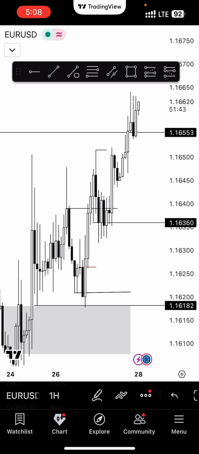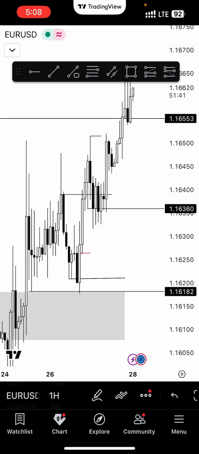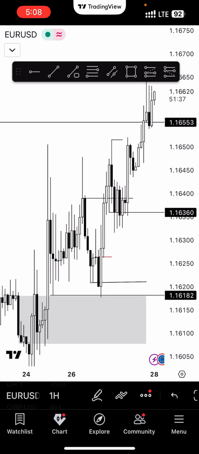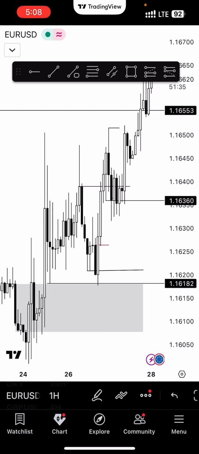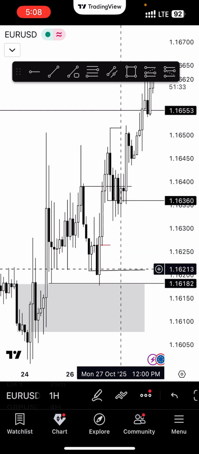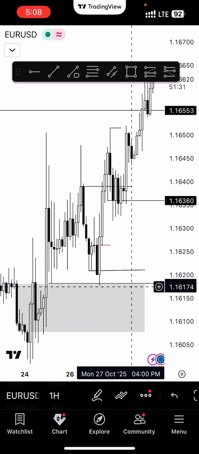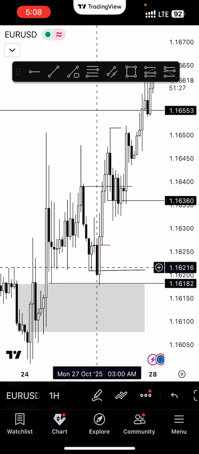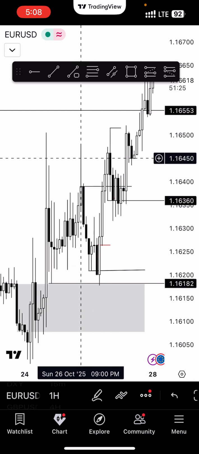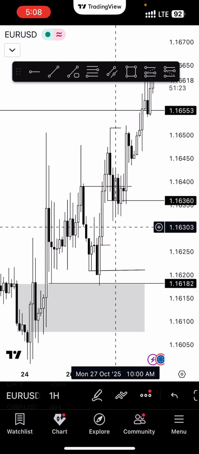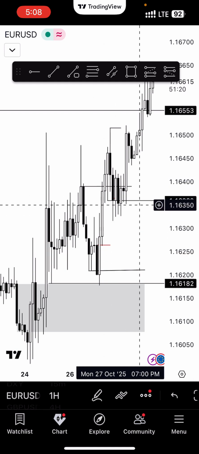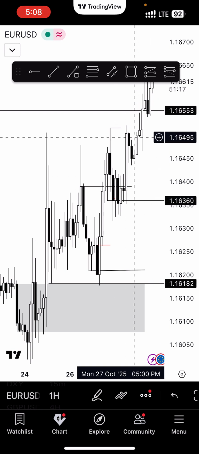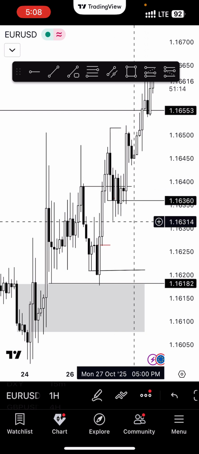Most of the trades that I took were on the 1 hour. First trade I took, CISD with the one on the 1 hour. Range high, range low, range high. Then a KOD happened. We have a range low, range high on the lower time frames.